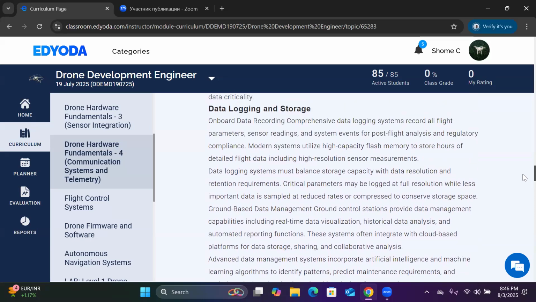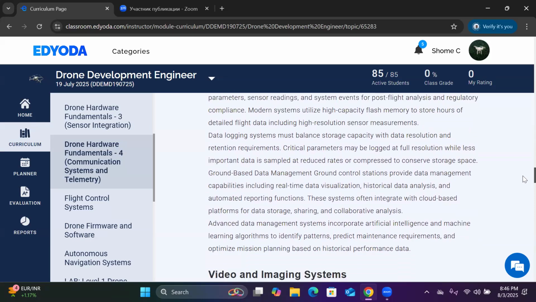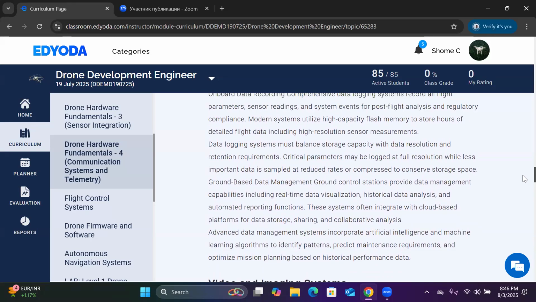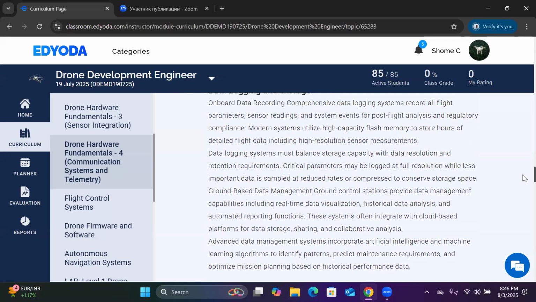So any question on this data logging and storage? I have one question. Data logging records all flight parameters, sensor readings, and system events. Is there any possibility that this logged data can be intercepted by the enemy? No. Once your data is logged in the device, in the hardcore device, that cannot be intercepted.